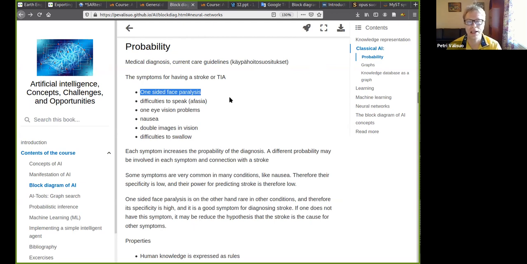What they do is that they have an implication: TIA implies one-sided paralysis at a certain probability. So it is a kind of softened logic. It's exactly the same structure as this logic, but it has probabilities in it. And this is actually how these käypähoitosuositukset, that is in English, current care guidelines, are based on this kind of reasoning.